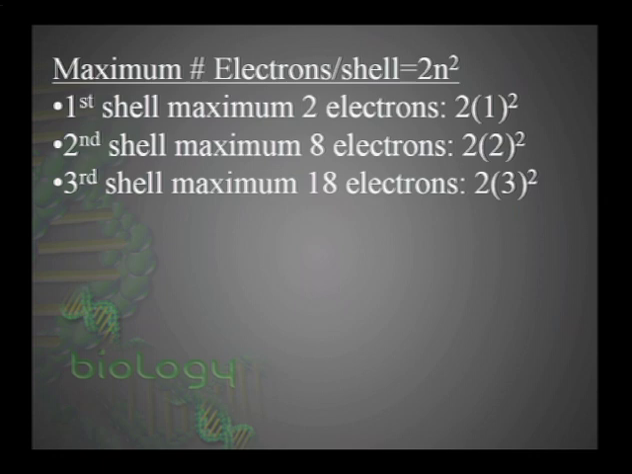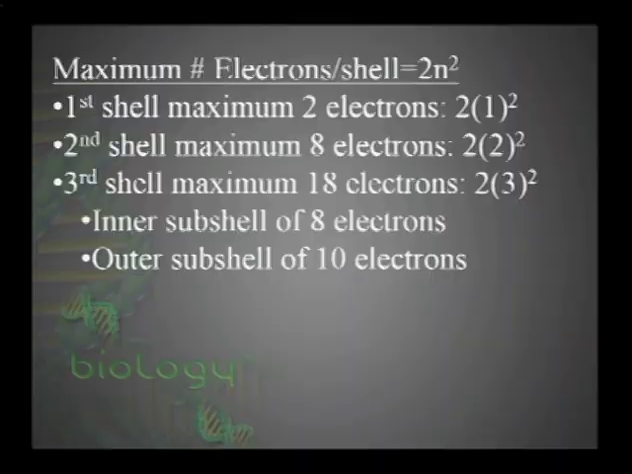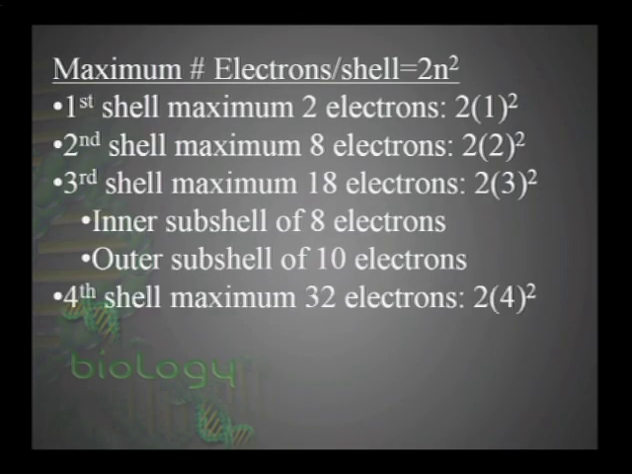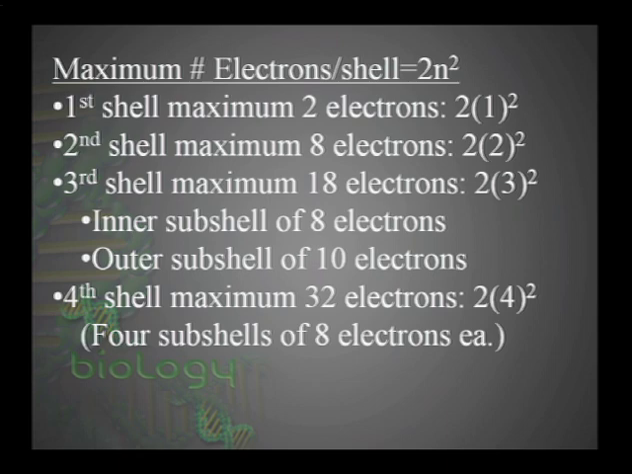Now, as we begin to move further out, it does get a little more complicated because there are subshells. So for example, in this third shell, there's a subshell of 8 and then another subshell of 10 outside of that. And that becomes significant when we look at the behavior of atoms, but I'll talk more about that in a few minutes. So as I mentioned, inner subshell of 8, outer subshell of 10 electrons. The fourth shell will hold a maximum of 32 electrons, actually composed of 4 subshells of 8. But again, we're not going to be going that far out, so we'll be working mostly in the first 3 shells.